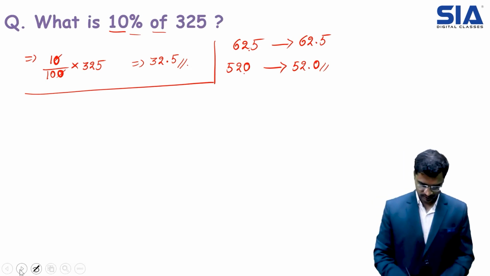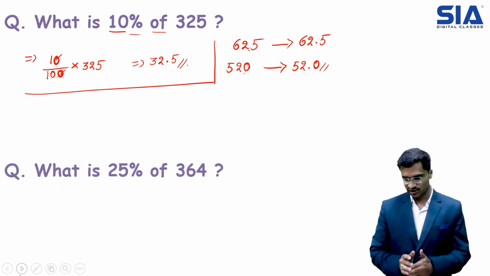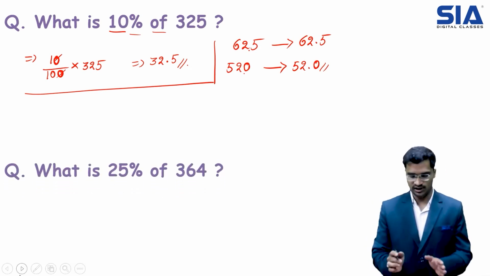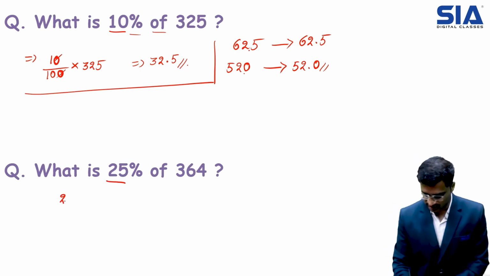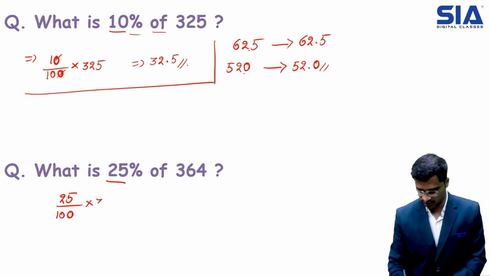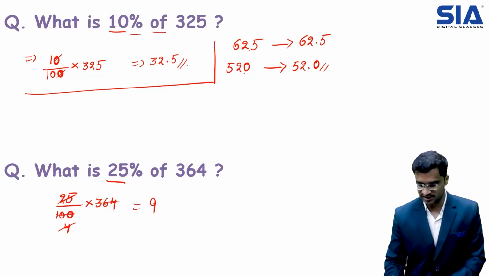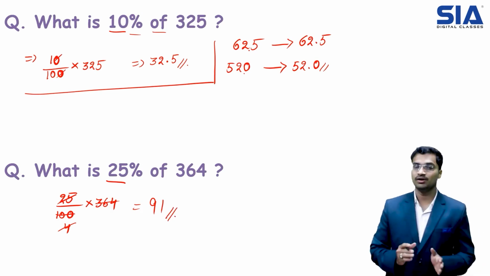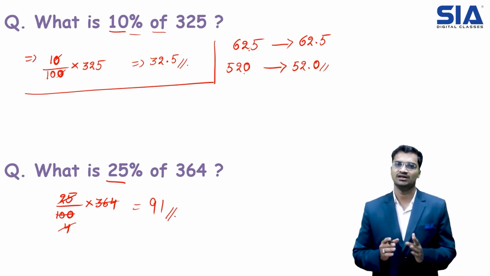Okay, now coming to the next question. What is the 25 percentage of 364? Let us solve this. 25 percentage, I have to write it as 25 by 100, of is multiplication, into 364. 25 ones are 25, 25 fours are 100. Dividing it with 4, 4 9s are 36, 4 1s are 4. So 25 percentage of 364 is 91.